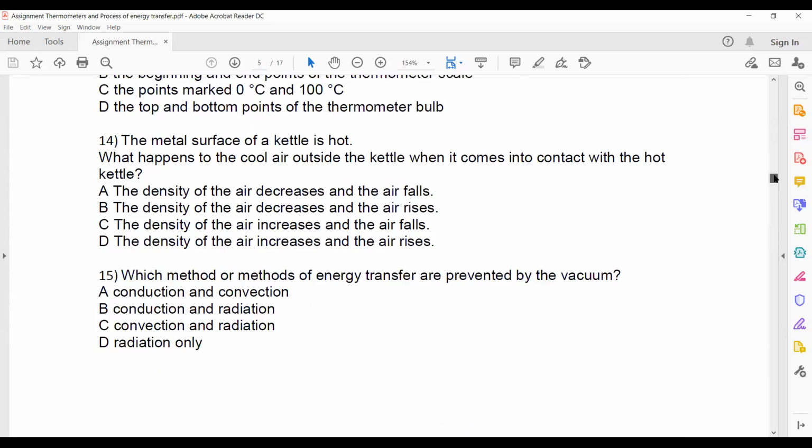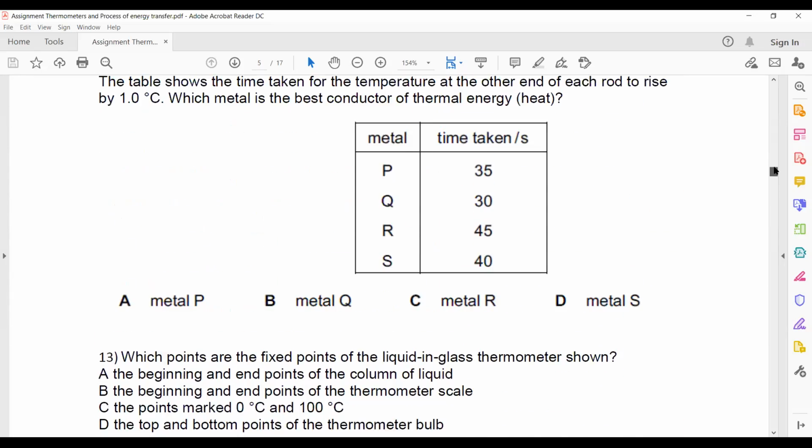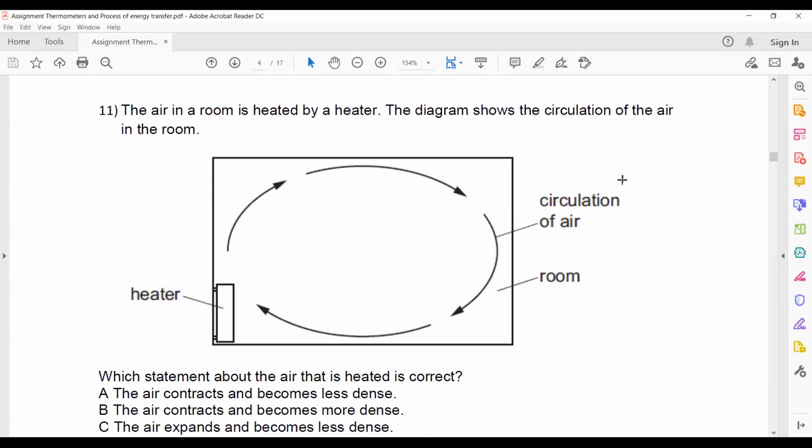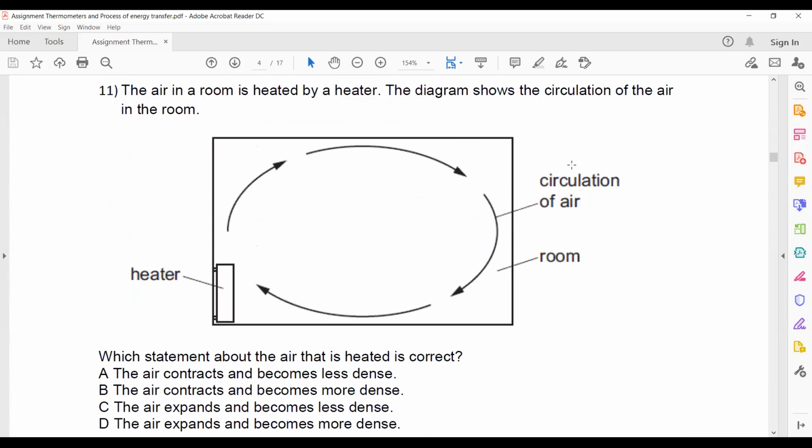Okay, in this question, yeah. Question 11. Question 11. What could be the answer?